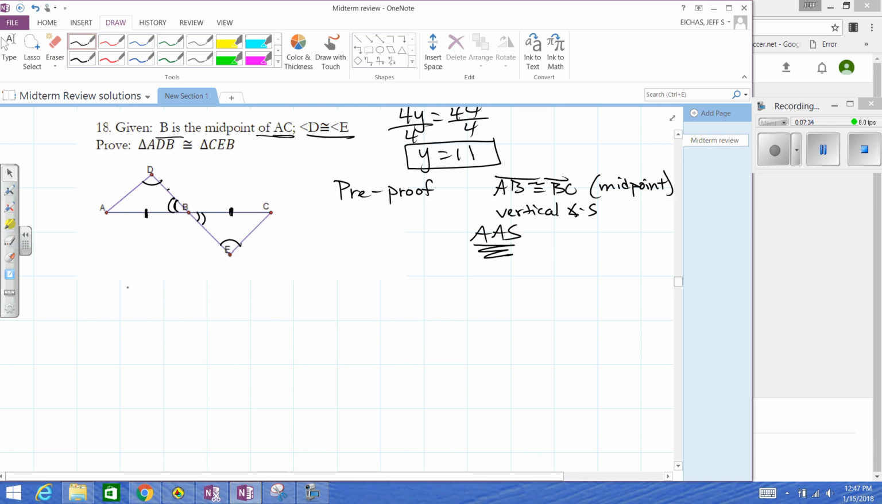Good. So I'm not going to do the whole statements and reasons. I'm just going to start writing sentences. I'm going to go after a pair of angles first. Since they give us angle D is congruent to angle E, I'm going to write that statement. I'm going to explain why, justify it, because it is given. That takes care of one pair of angles.